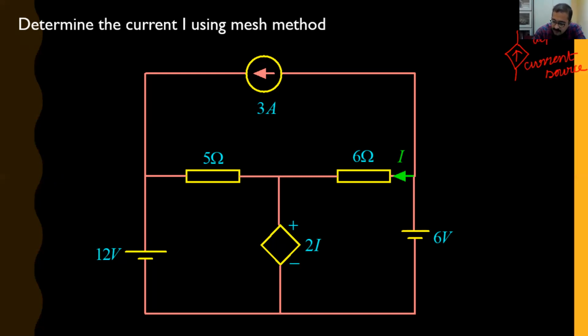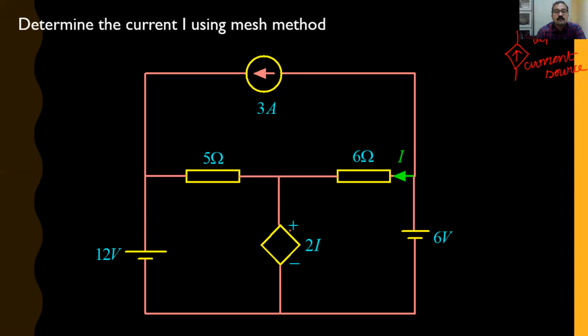But if you are marked with these plus and minus polarities, then it means it's a voltage source. Now, is it a voltage dependent voltage source or a current dependent voltage source? See, it's 2I. And what is I? I is current in this branch. That means this is a current dependent voltage source, right?